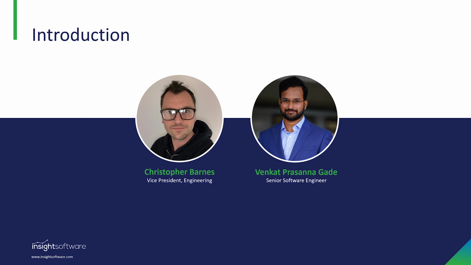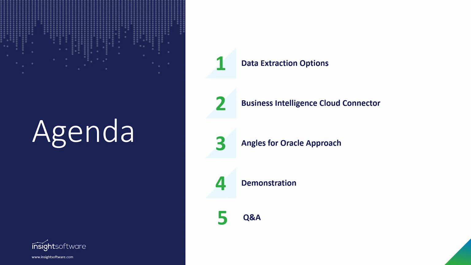So specifically to Oracle Cloud applications, I'm going to go through the various extraction options that are available. And spoiler alert, I'm going to talk about why we chose Business Intelligence Cloud Connector, BICC, and where it works, where it's good, what the advantages are, and where it's not so good, and where we can help you. I will go into some detail on how we use it and what we do within Angles for Oracle. And we'll leave you with a very short, small demonstration video to give you a taste of what that looks like.